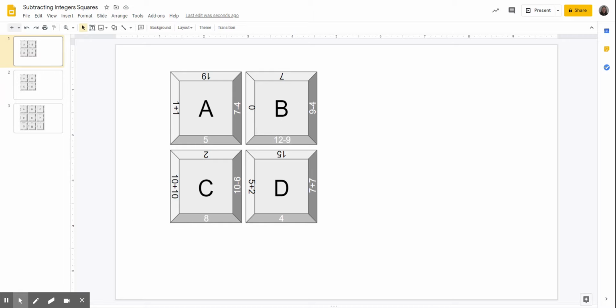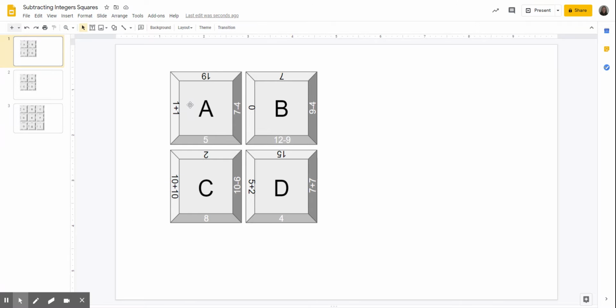All right, so let's see how these squares work. So you see in this case, I have a 2 by 2 large square, A, B, C, and D. Take a look at the edges of each square. Each one has a couple of problems and a couple of answers. So what you're going to do is you're going to be turning the squares around to match up the problems and answers to get another 2 by 2 square.